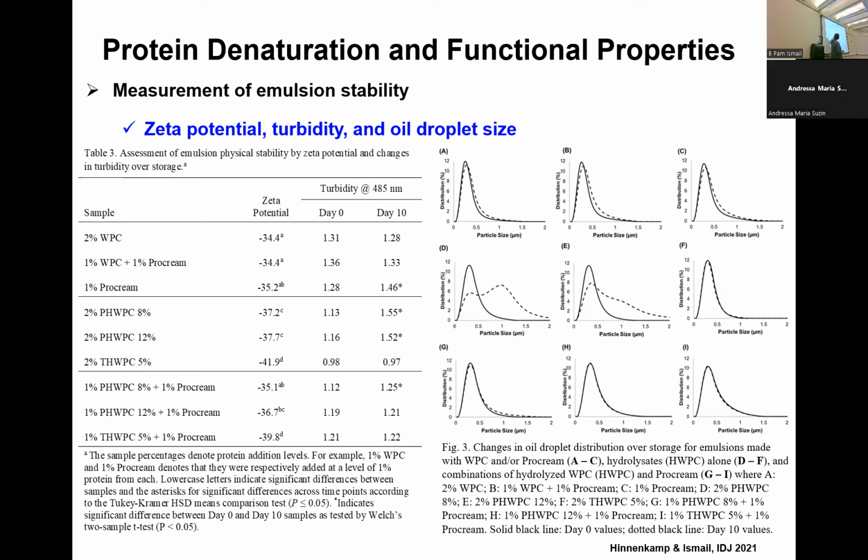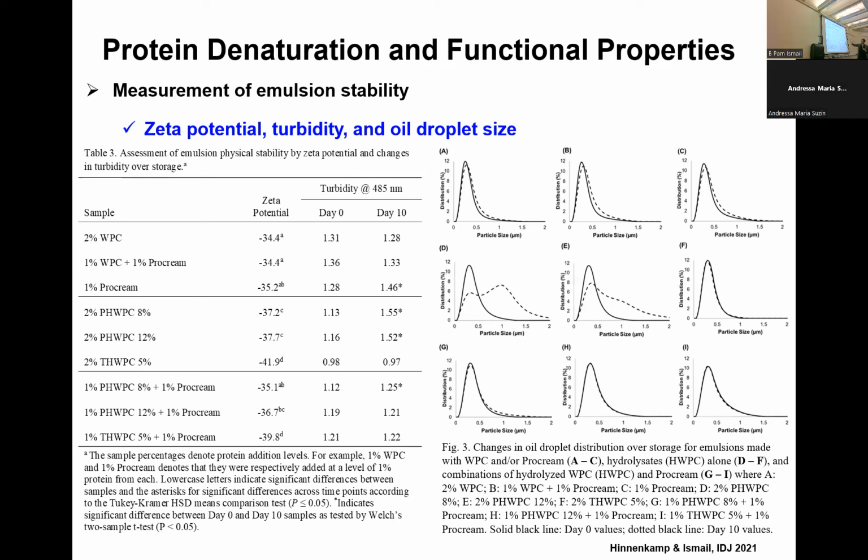We also measure turbidity over time. As turbidity increases over time, that's an indication of flocculation and coalescence. In this example, we prepared an emulsion containing different types of whey protein sources, and we stored the emulsion in the incubator, but we did accelerated storage. We stored it, I believe, around 40 or 45 degrees C for 10 days. And we did measurements of the zeta potential, the turbidity, but also particle size.